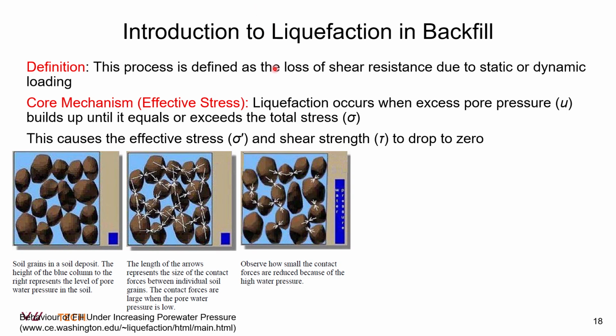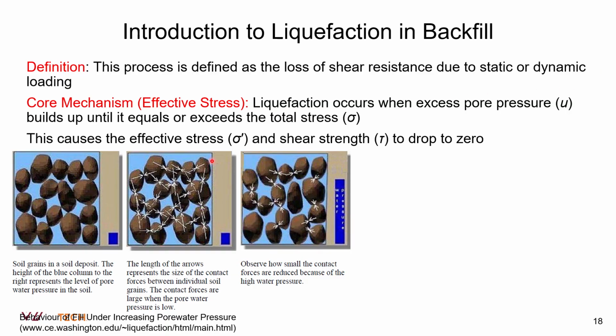We have 3 series of diagrams here that visually explain how effective stress is lost. In the middle image, the white arrows represent the strong contact forces between the soil grains when the pore water pressure is low. As pore water pressure rises, those intergranular contact forces are gradually reduced. And if the water pressure gets too high, the contact forces vanish, and that causes the solid particles to become loosely suspended like a fluid. And this is the moment that liquefaction happens.